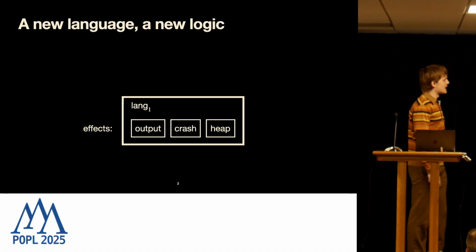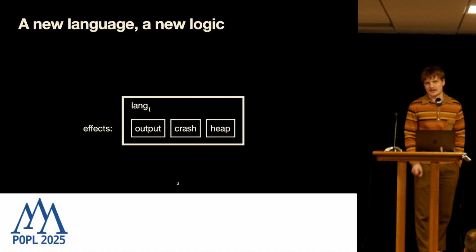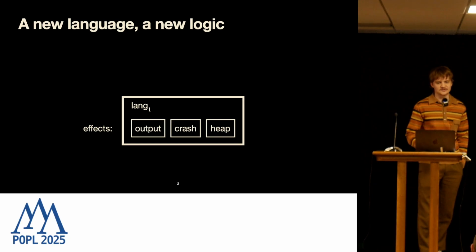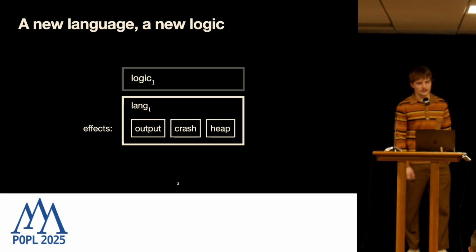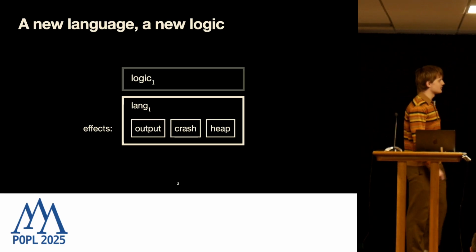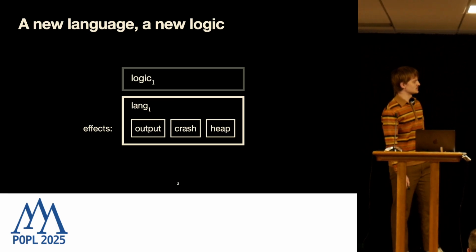memory. Now, the researcher is interested in proving certain programs to be correct. That is to say, proving the absence of bugs. There is one good way of doing so, which is to devise a program logic. So that's what the researcher does. They devise a program logic, logic 1, that is tailored for this programming language, language 1.